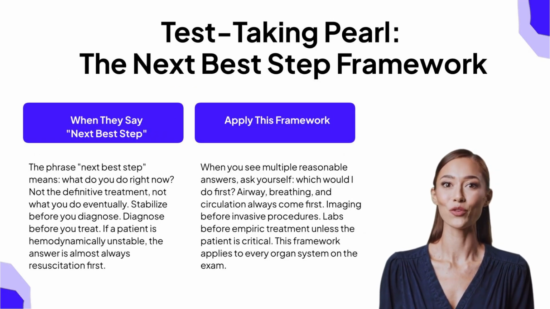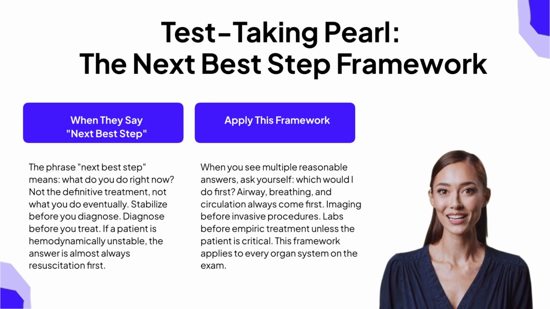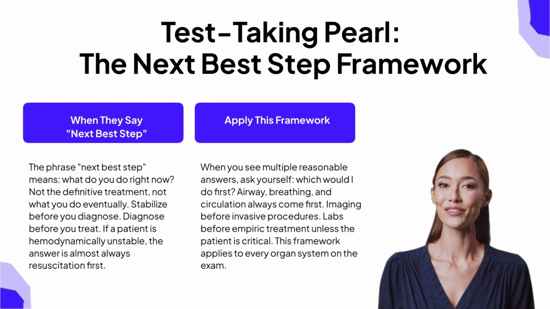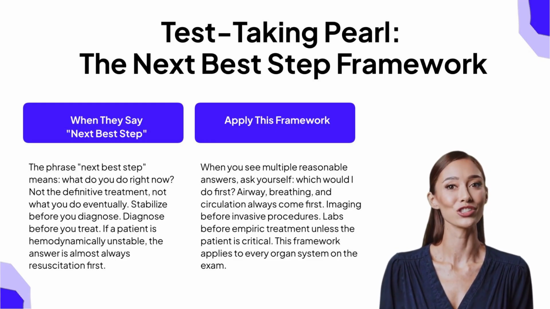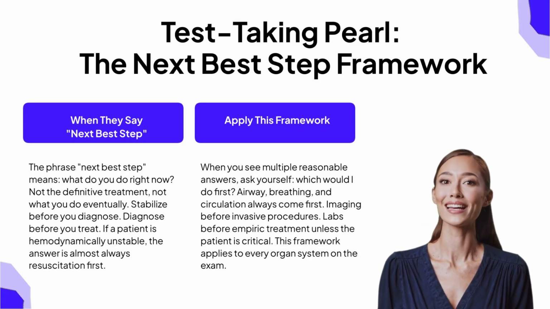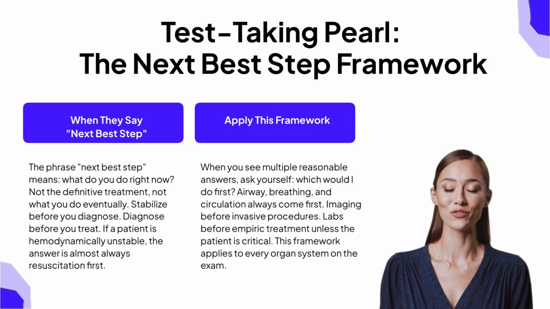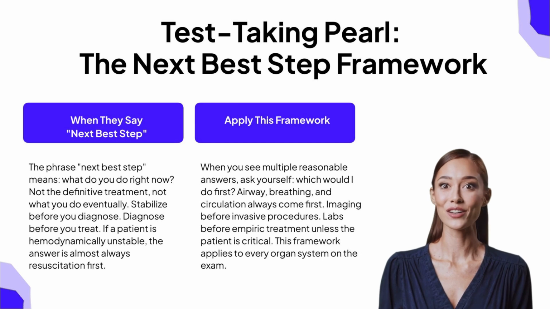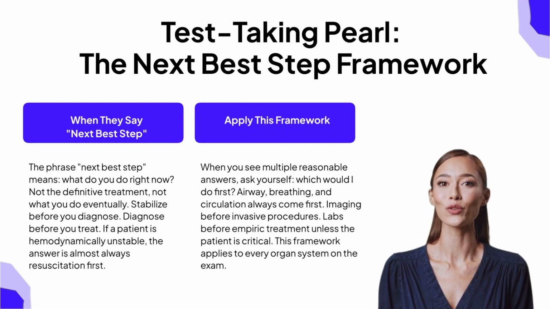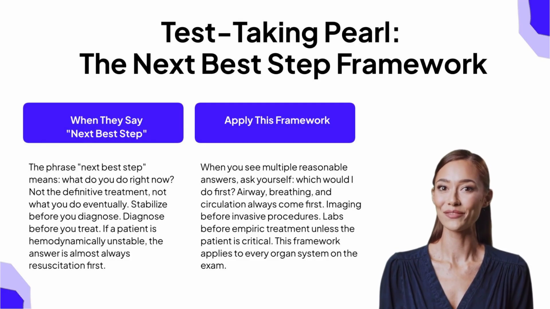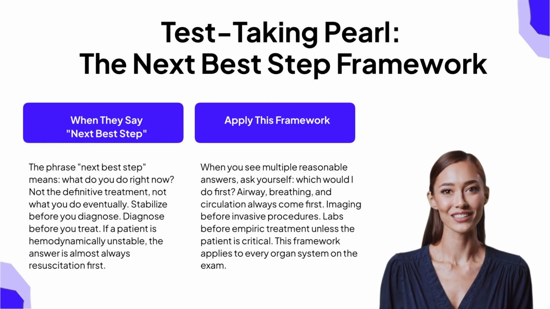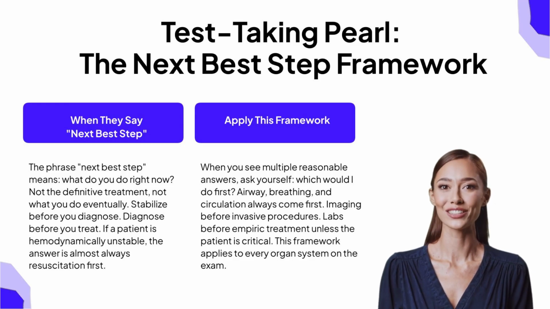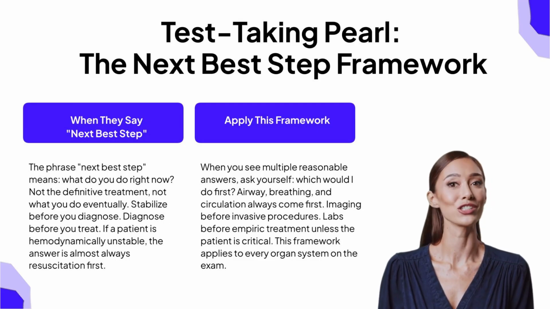This is probably the most important slide in this entire video, so pay close attention. The next best step question format is the most commonly tested format on the board exam, and it trips people up because there are often multiple answer choices that are technically correct. The key is understanding that they are asking what you do right now, not eventually. The framework is simple: stabilize before you diagnose before you treat, and always address the most life-threatening condition first. If a patient is crashing, the answer is never a diagnostic test. It is resuscitation. If a patient is stable, the answer is usually a diagnostic workup before jumping to treatment.